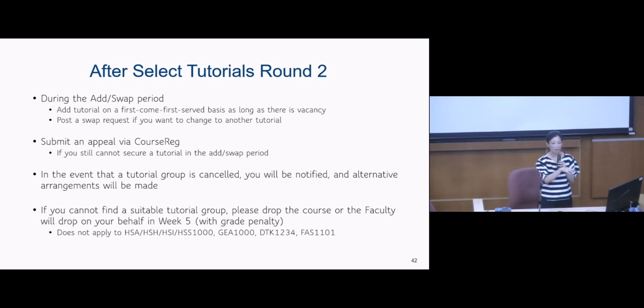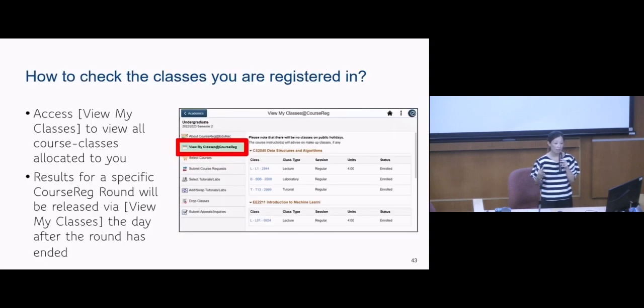Okay, the exception are the common core courses and the integrated courses because, again, they are part of your degree requirement. Okay, so how do you check that you have registered in the classes? You go to view my classes in CourseReg and you'll see that. So that's where you know for sure that you are successfully registered in the courses. Okay, so this will often be reflected the day after the round, round 1, round 2, round 3.